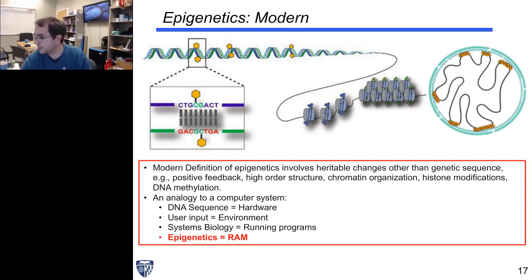In mammals, in humans, DNA methylation usually occurs in the context of CG dinucleotides. So it can be palindromic and then regulated after semi-conservative replication. The analogy I like to make is to a computer system where the DNA sequence is sort of like the hardware, the user input is like the environment, systems biology is like the running programs, and the epigenetics is like the RAM. It's like the active memory. It tells the cell, you're a brain cell, you're a stomach cell. It's just constantly telling it to itself so it knows, even if it's taken out of environment, what it's supposed to be doing.